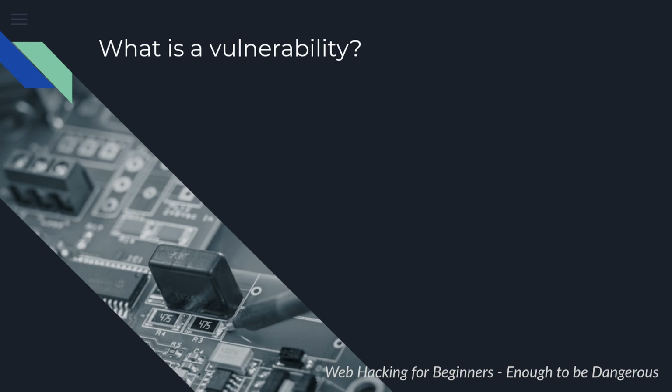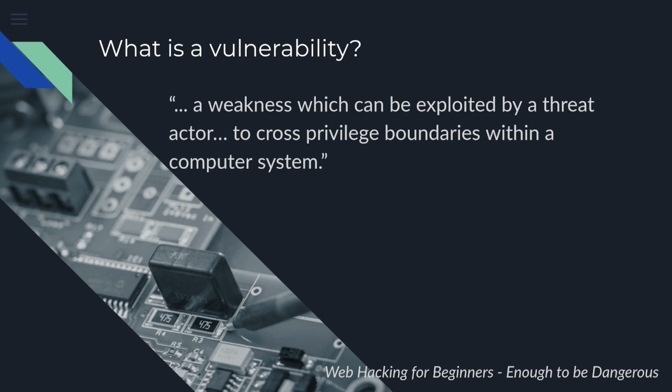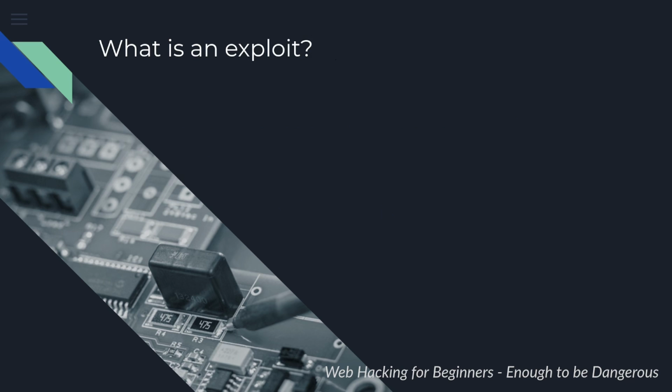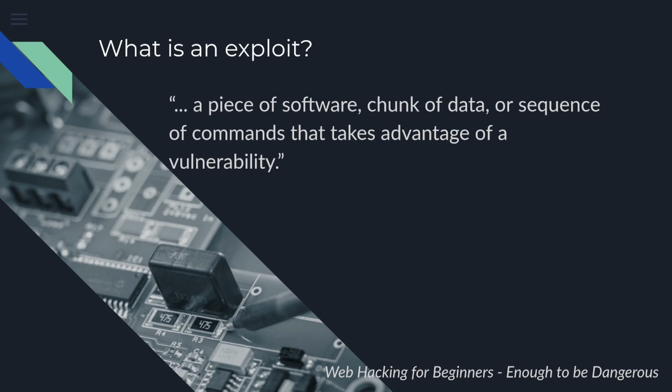So let's start super high level, just to recap what we talked about so far. A vulnerability is a weakness which can be exploited by a threat actor to cross privilege boundaries within a computer system, essentially breaking things. That's just a quick blurb from Wikipedia. An exploit is a piece of software, a chunk of data, a sequence of commands, something that takes advantage of the vulnerability itself. So you can have a vulnerability and an exploit, they go hand in hand. You can't really have an exploit without a vulnerability, but you can have vulnerabilities without exploits, if that makes any sense.